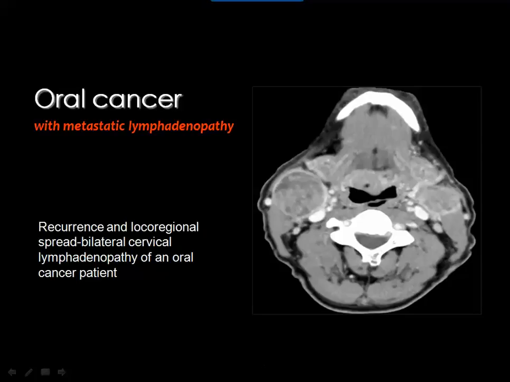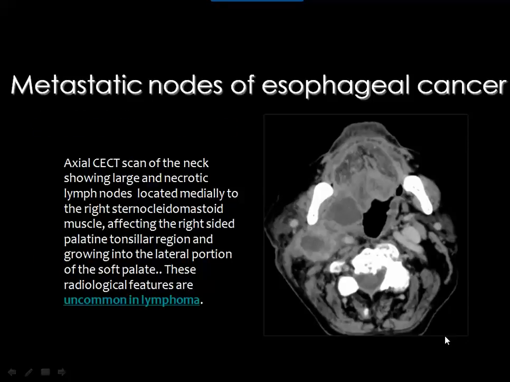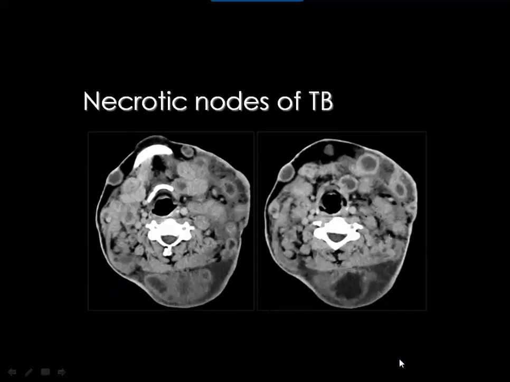Then in this patient with oral carcinoma, you see this is a metastatic node and this is another nodal metastasis, and this is the normal submandibular salivary gland on both sides. Nodal deposits usually have a necrotic center like this. In this patient with esophageal cancer, you see two necrotic lymph nodes in the neck, and this feature, as written here, is uncommon for lymphomatous lymphadenopathy.